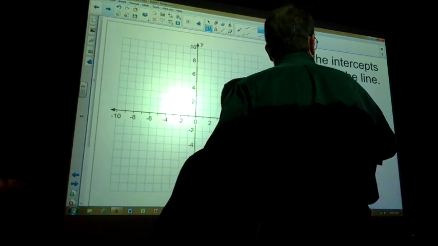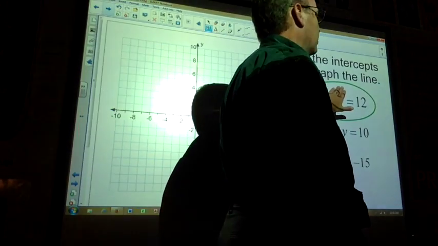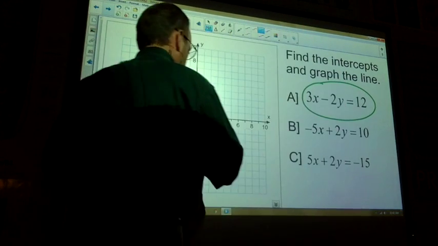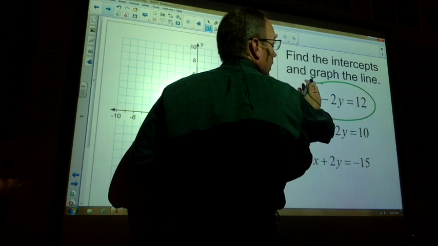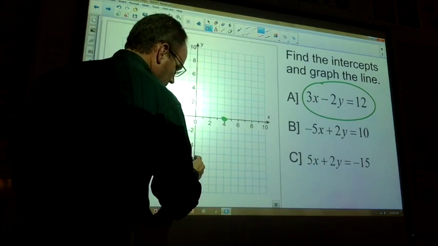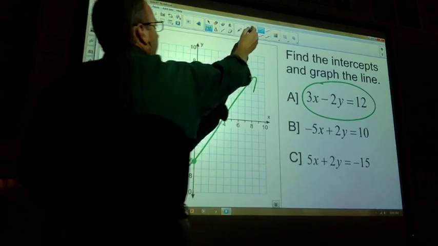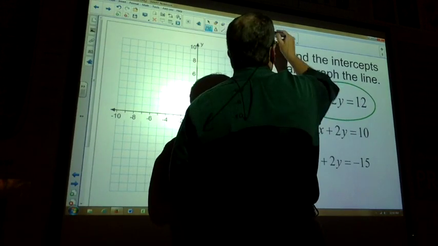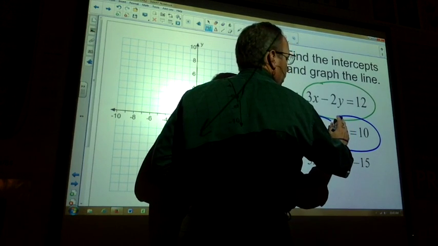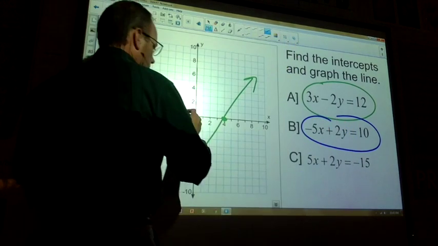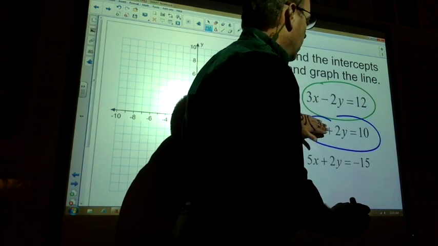All right, cover method on this one. If I cover up the y, what's x? 4. If I cover up the x, y is -6. I'm almost done. This is my last slide. Okay, what about this one? If I cover up my y, what's my x equal to? -2. If I cover up my x, what does y equal? 5?